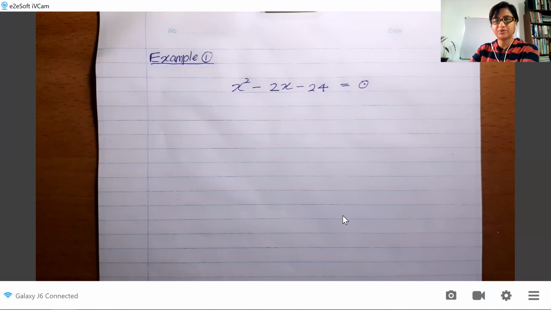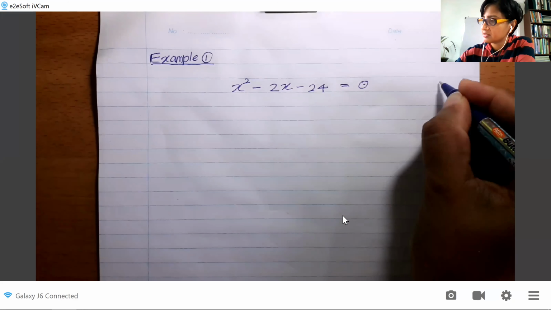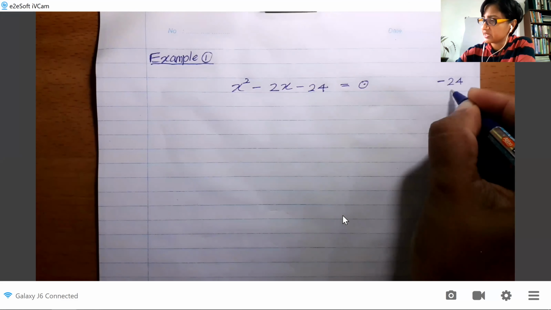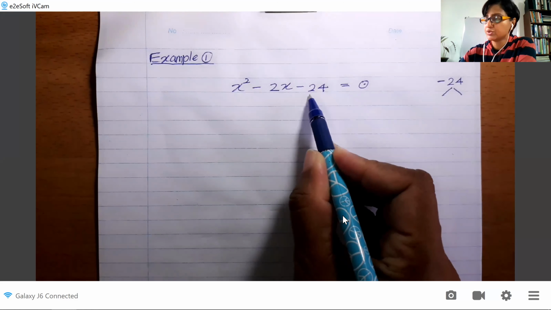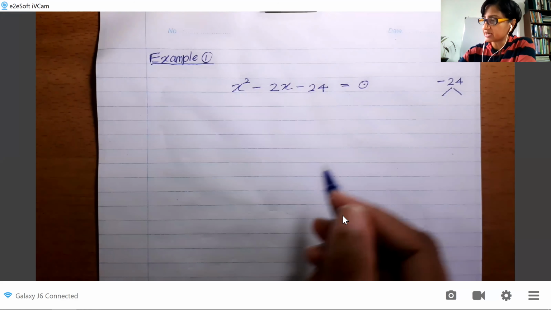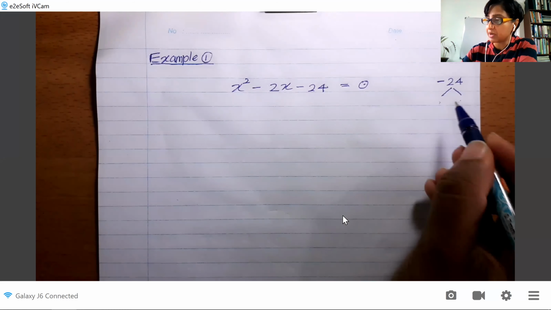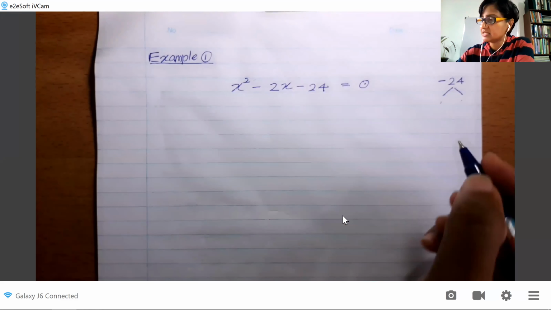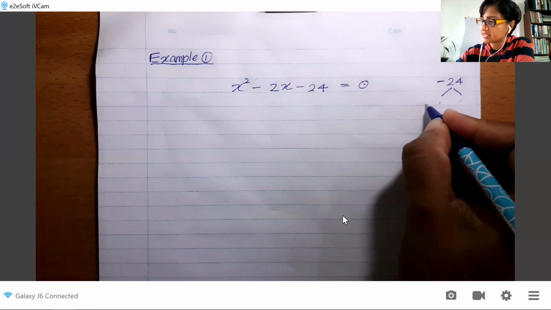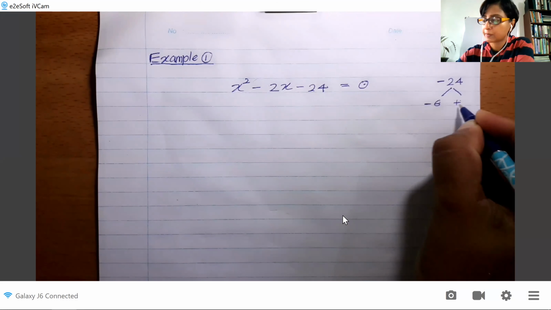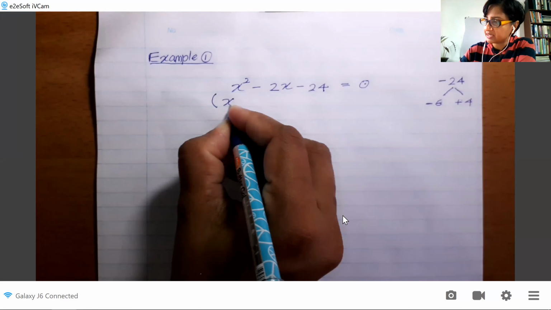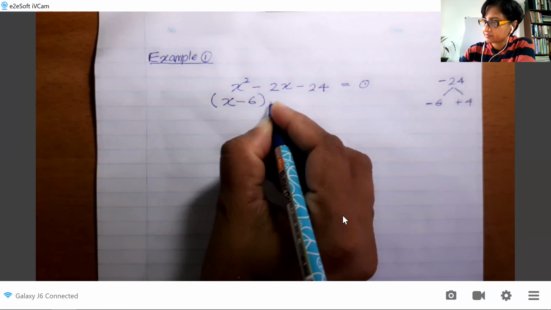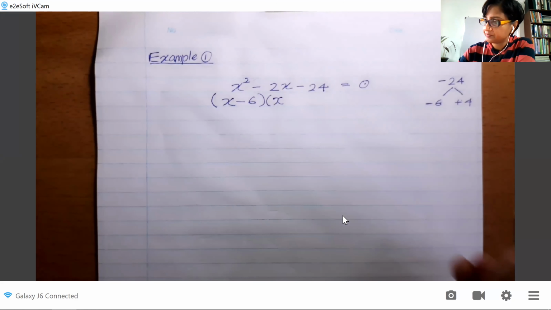Okay, so that's the equation you have. So you have to think of two factors of minus 24. The number is minus 24. That gives you two factors of minus 24 that add up to minus 2. So that is minus 6 and plus 4. So you can factorize this into x minus 6 and x plus 4.